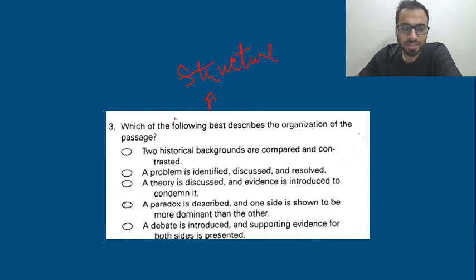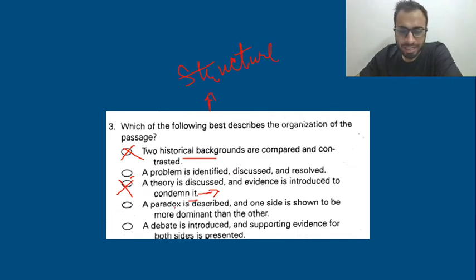Let's look at all the answer options. A: Two historical backgrounds are compared and contrasted. Are there two backgrounds compared and contrasted? There was no historical background. I'll eliminate A. B: A problem is identified, discussed, and resolved. Now, I'll put this on a back burner. C: A theory is discussed and evidence is introduced to condemn it. Okay, there was evidence introduced to condemn it, but there was scope for positivity as well. This answer option does not give me any scope for optimism, so I eliminate C.